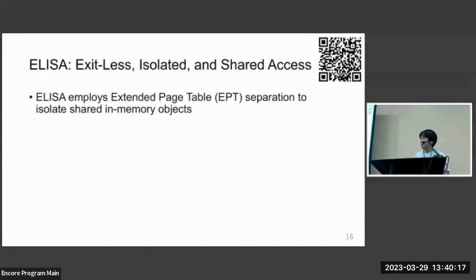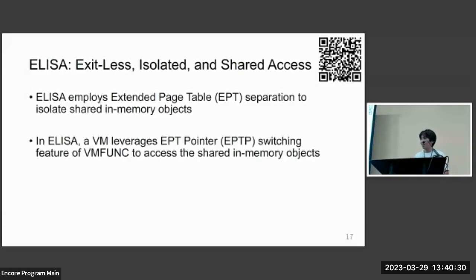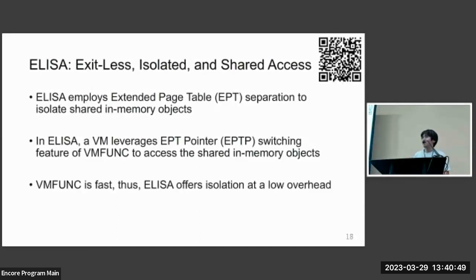ELISA employs EPT separation. EPT is the extended page table. EPT separation is used for isolating the shared in-memory object. In ELISA, the VM leverages the EPTP switching feature of the VMFUNC CPU instruction, which is specific to Intel, for accessing the shared memory object. The point is that VMFUNC does not cause an exit from the VM context, which means it's fast. So that's why ELISA can achieve isolation at low overhead. I think it gets a bit quick from here, so let me explain one by one.